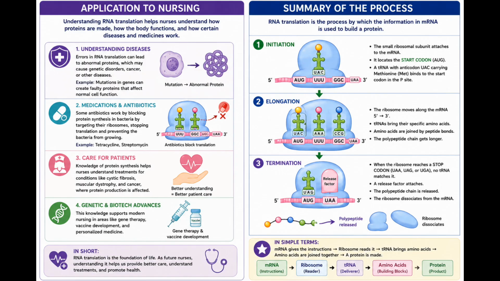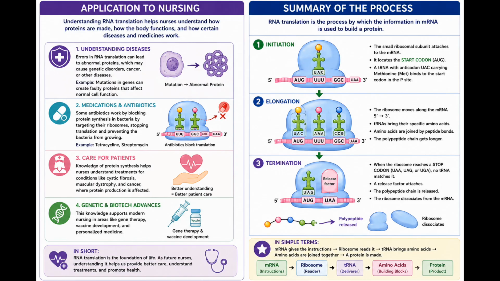To summarize our study, RNA translation has three major stages. First, initiation. The mRNA attaches to the ribosome and translation begins at the start codon. Second is elongation. tRNAs bring amino acids, and the amino acids are connected through peptide bonds to form a growing polypeptide chain. Third is termination. The ribosome reaches the stop codon, translation ends, and the newly formed polypeptide is released.